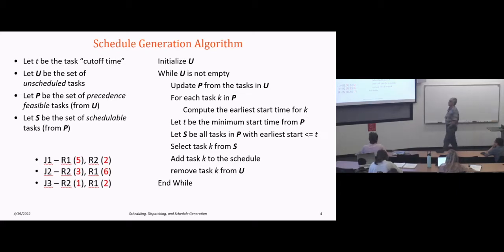Then from that set that are precedence feasible, I take a set of what I will call schedulable. One implementation of schedulable says anything that I can start right now. So if the machines are ready and the operators are ready and everything's ready, I'm going to pick that time and take everything out of set P that can start at that time and put that in set S. Then I choose some set S and schedule, and so on. Every time you schedule something, you go back and update these lists. So that's the general notion of schedule generation: I continue this process until I don't have any more tasks in U, and then I've generated my schedule.